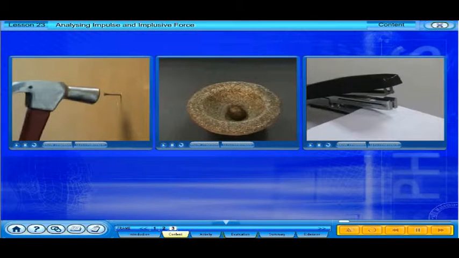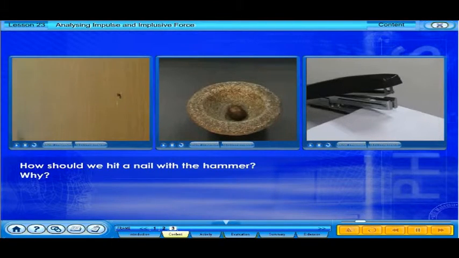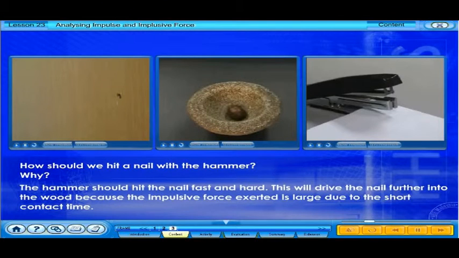There are also situations where the impulsive force is beneficial to us. Let us examine some examples. How should we hit a nail with the hammer? Why? The hammer should hit the nail fast and hard. This will drive the nail further into the wood because the impulsive force exerted is large due to the short contact time.